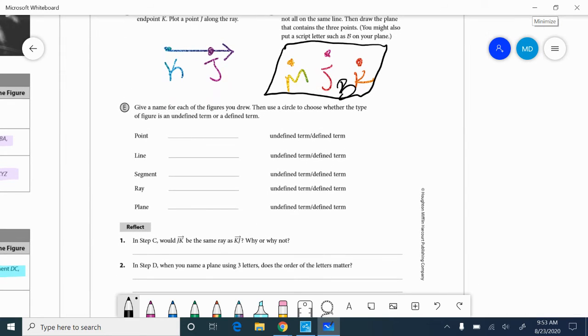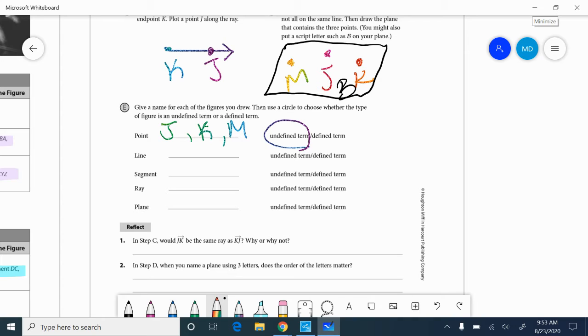So for part E here, give a name for each of the figures you drew. Then use a circle to choose whether the type of figure is an undefined term or a defined term. So for point, we had some different points. We used J, we used K, and we used M. Remember, points are undefined terms.